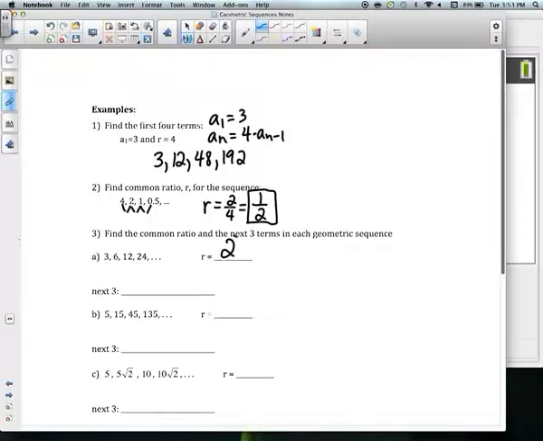And then it also asks for the next 3 terms. So again, we're going to figure that out. After 24, 48, 96, 192.